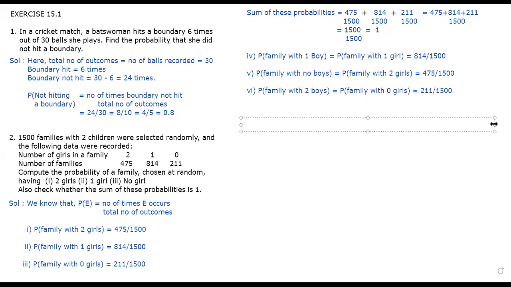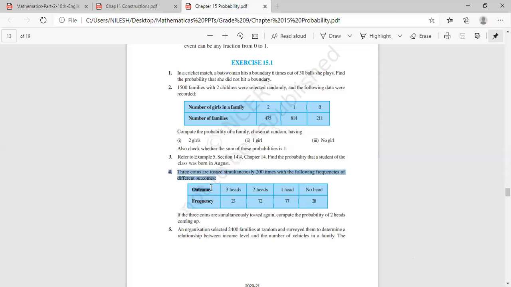Question number 3, refer to example 5, section 14.4, chapter 14. Acha, so what is the chapter 14? I will have to check. Which is the chapter 14? Statistics. Let it be, we have not done it. We will directly go with question number 4. Third question is not there. Question number 4. Again, I am giving it, don't worry. And we are going to solve a few more extra questions on this also.